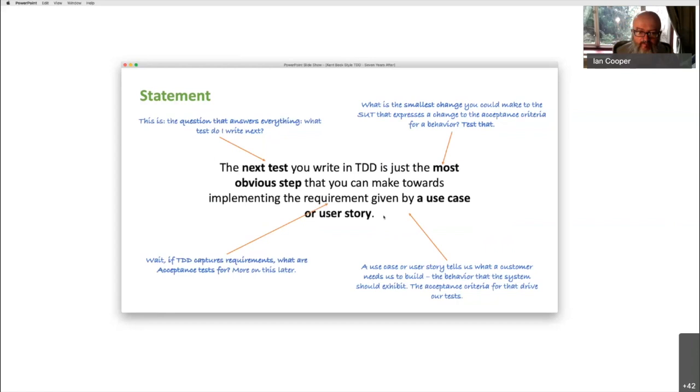So if TDD is capturing these requirements, this is my big objection to BDD. TDD is dealing with these use cases and user stories. You might ask the question, well, hang on a minute, isn't that what acceptance tests do? We'll come back to that.